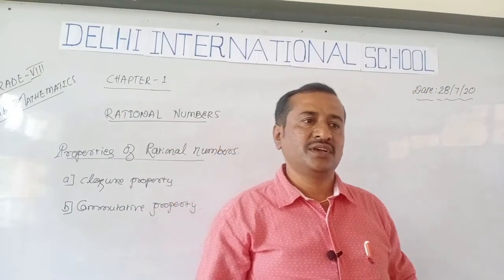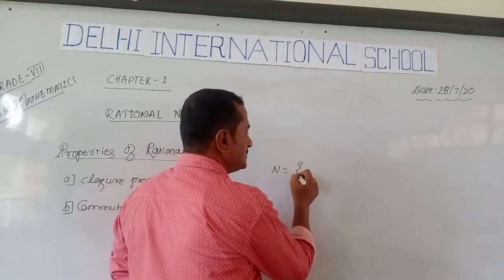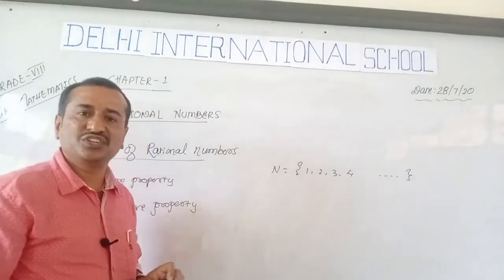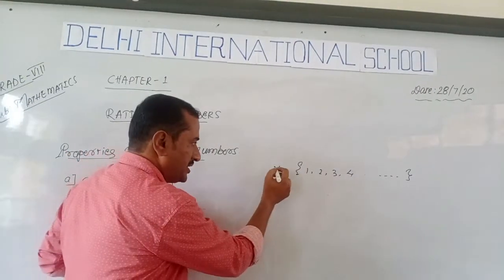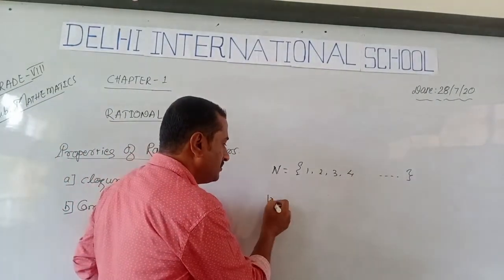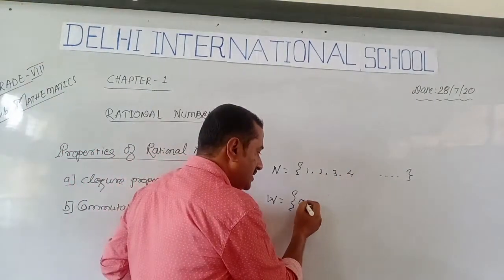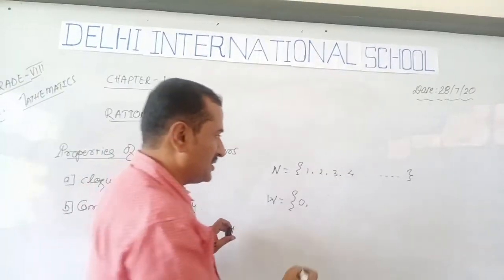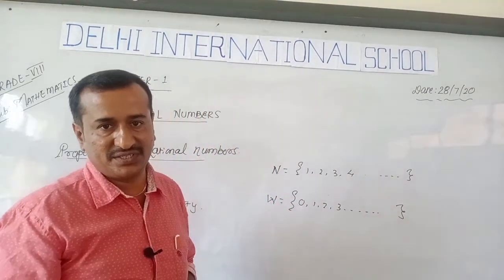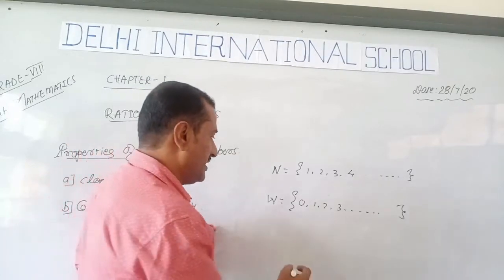The numbers which are used for counting, such as 1, 2, 3, 4 and so on, are called natural numbers. Natural numbers are denoted by capital N. The next set of numbers are whole numbers. Along with these natural numbers, you get another number called 0. 0, 1, 2, 3 and so on forms the set of whole numbers. So natural numbers including 0 are called whole numbers.